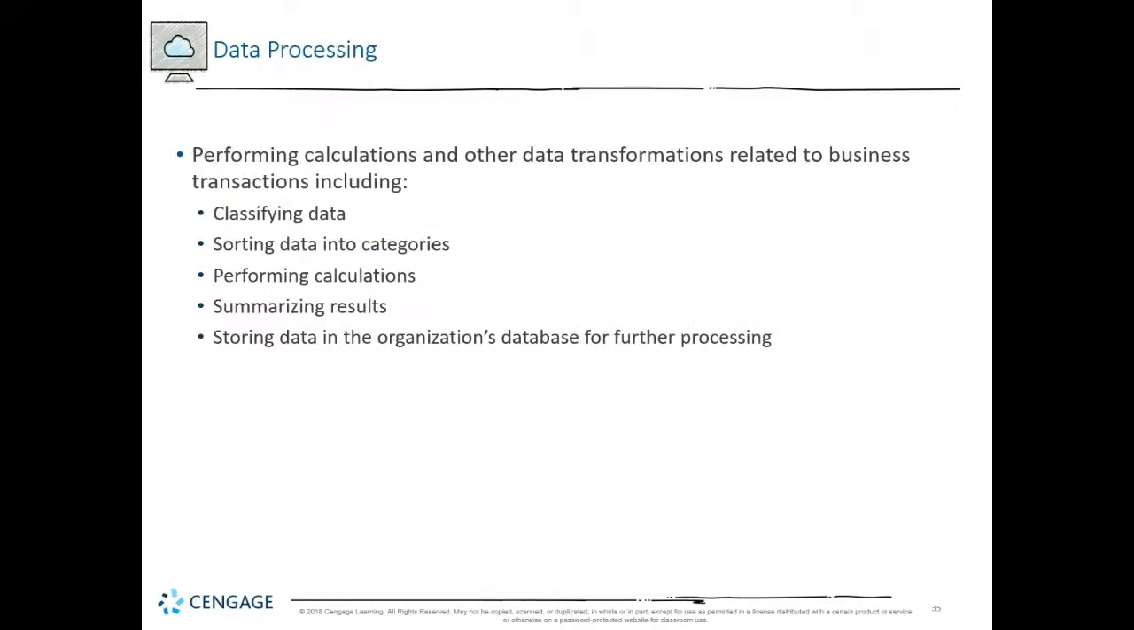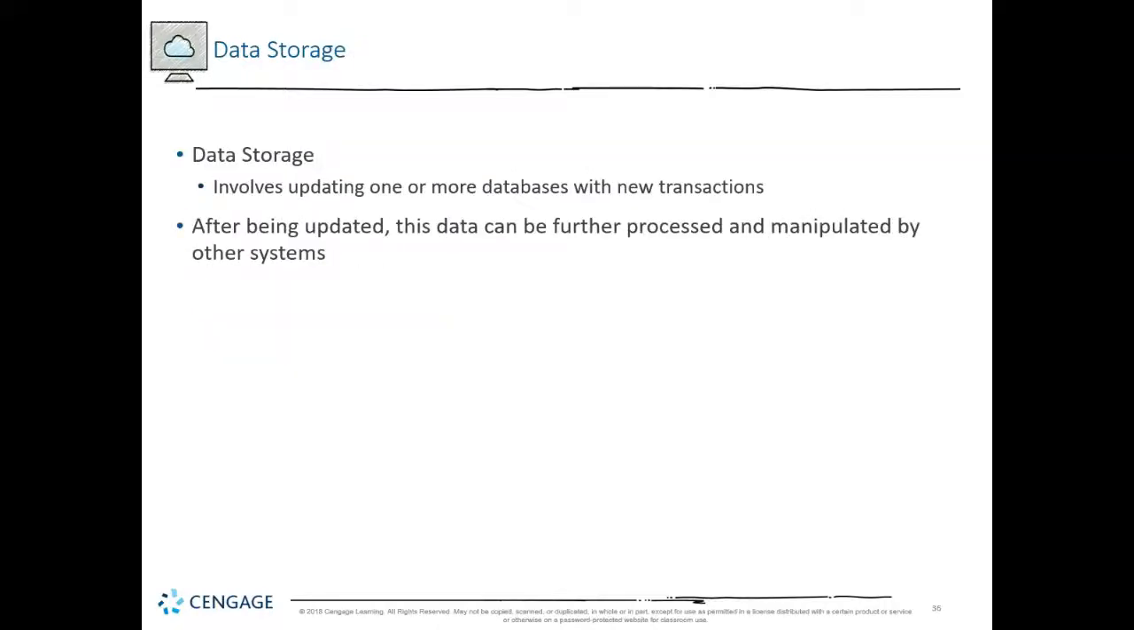Data processing: performing calculations and other transformations related to business transactions. This includes classifying data, sorting data into categories, performing calculations, summarizing results, and storing data in the organizational database for further processing. Data storage involves updating one or more databases with transactions. After being updated, this data can be further processed and manipulated by other systems.